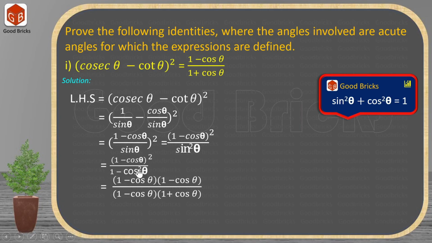It means a square minus b square. So this a square minus b square you can write as a minus b into a plus b, or else a plus b into a minus b. So that is what we have used, algebraic identity.